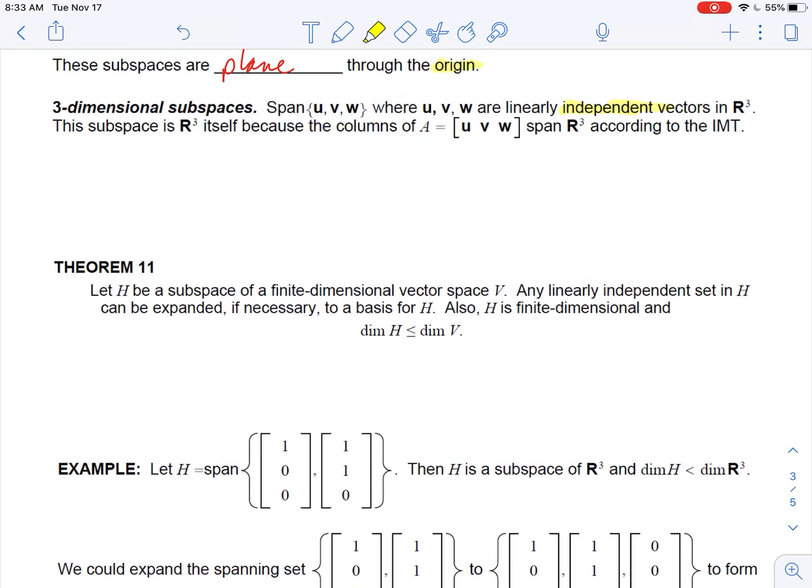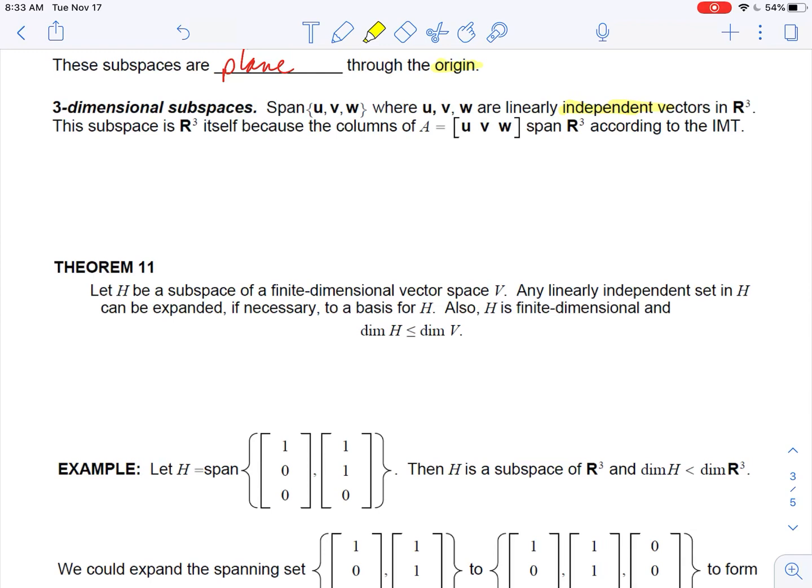Let H be a subspace of a finite-dimensional vector space V. Any linearly independent set in H can be expanded to generate a basis for H. All this is saying is that if V is a vector space that is finite, meaning it can be spanned by a finite set of vectors, and H is a subspace of it, then we can expand the set of independent vectors in H to generate a basis for H.